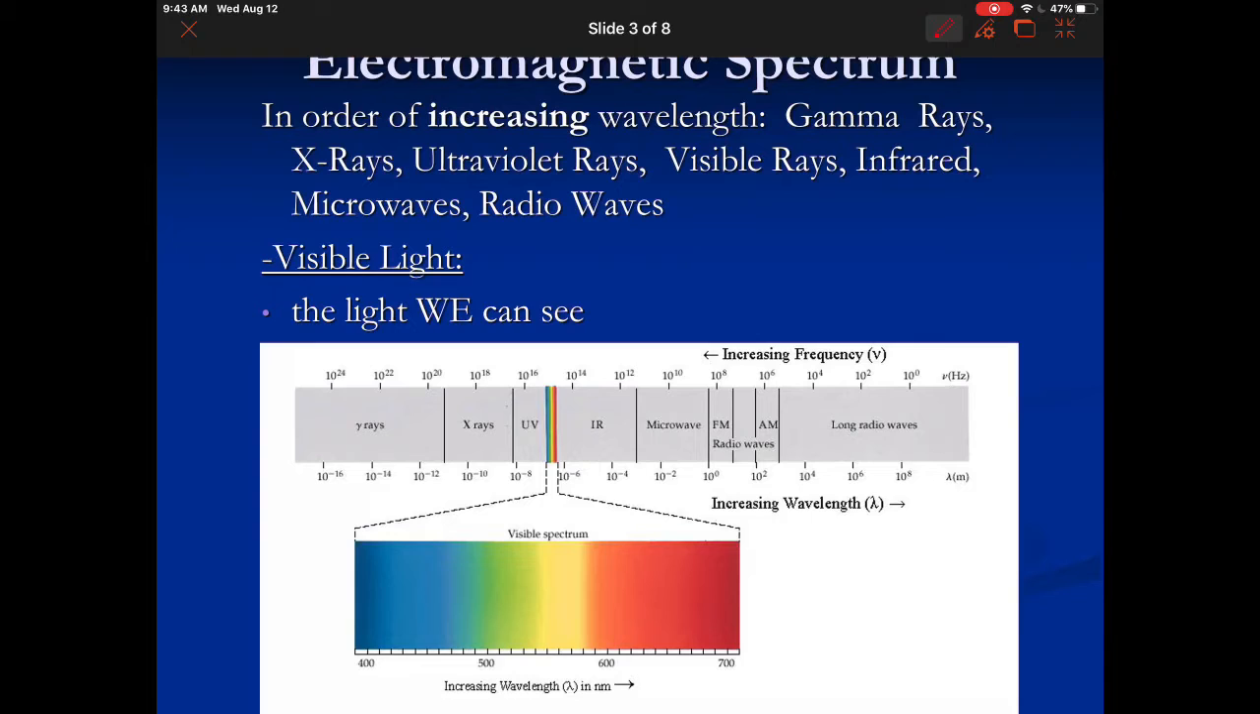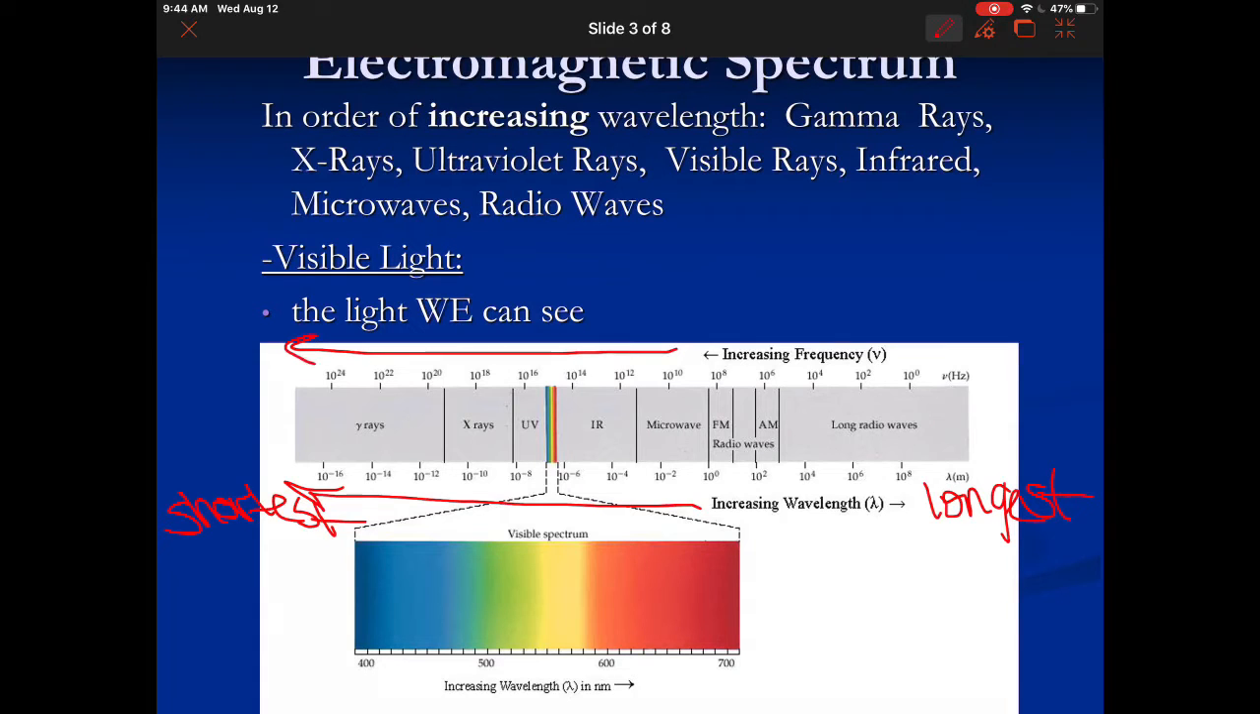In order of increasing wavelength, we have gamma rays, X-rays, UV, visible light, infrared radiation, microwaves, and radio waves. So over here on the right side, those are the longest wavelengths, and over here on the left, those are the shortest wavelengths. And we'll talk about definition in a second. Now, frequency is the exact opposite.